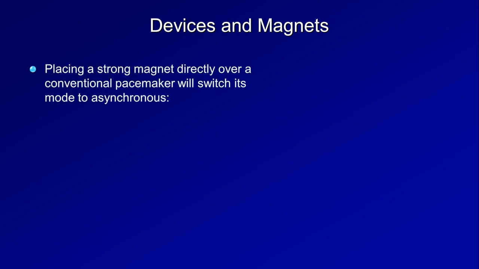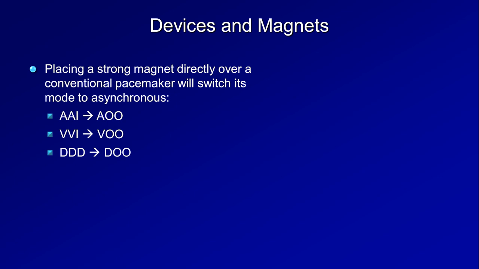I'll end the video discussing the interaction between these devices and magnets and MRI scanners. Placing a strong magnet directly over a conventional pacemaker will switch its mode to asynchronous. So AAI becomes AOO, VVI becomes VOO, and DDD becomes DOO.